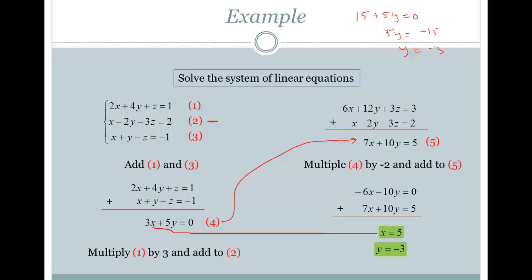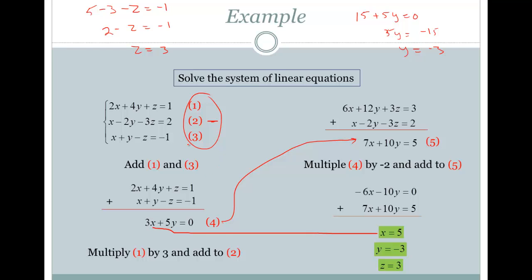Now what I want to do is use any one of these 3 equations over here, plug in my x of 5, my y of negative 3, and solve for z. I'm going to use equation number 3. So I'm going to get 5 plus y, which is negative 3, minus z is equal to negative 1. I'm going to get 2 minus z is equal to negative 1. So z should equal 3. Okay? So hopefully that makes sense.